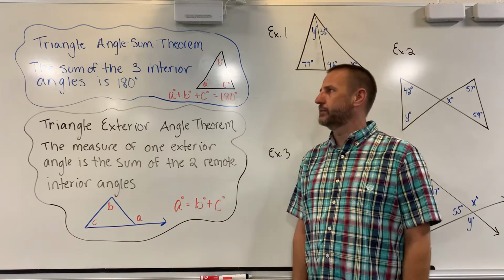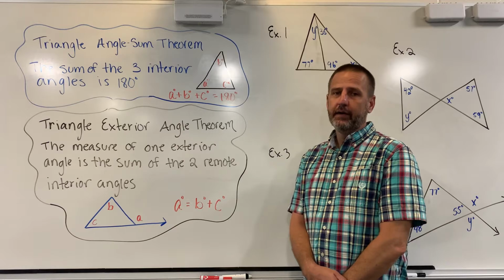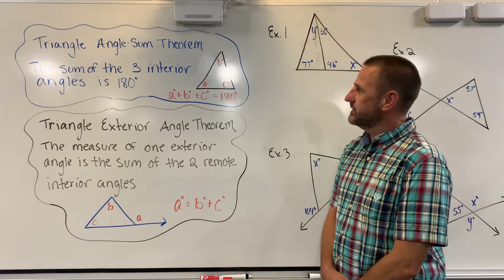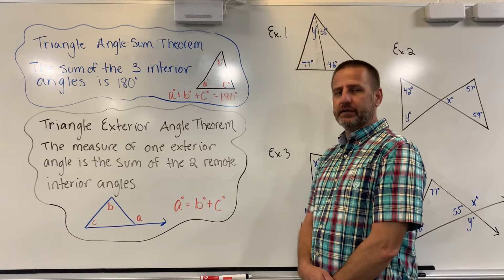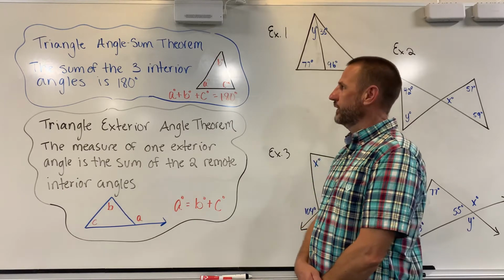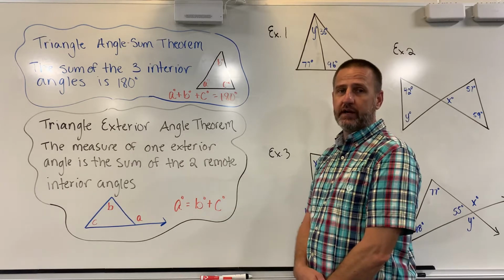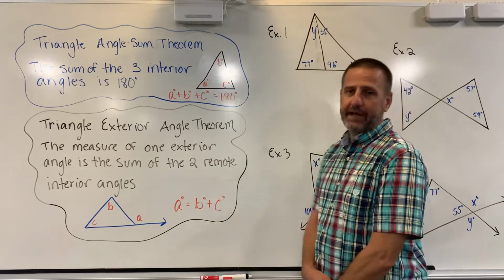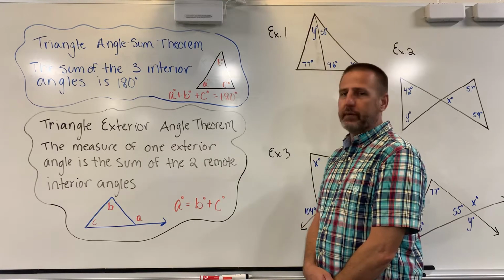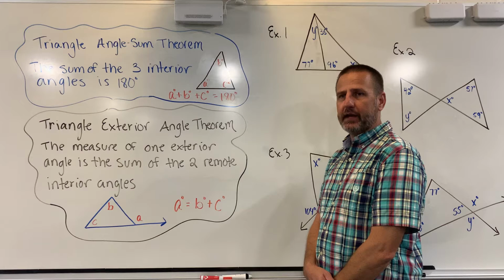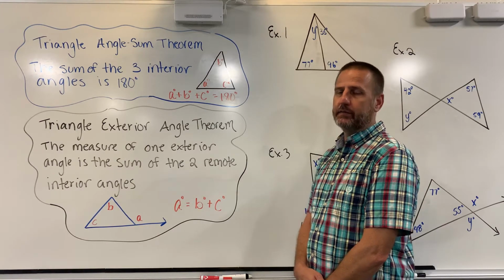Today's little lesson is about something called the triangle angle sum theorem. Basically, what it says is that the sum of the three interior angles is 180 degrees. So when we look at a triangle, we have three sides and three angles inside, and those three angles have to add up to 180 degrees. Every time we add up the measures, we should always be thinking at the end, this has got to total 180 if it's going to make a triangle.